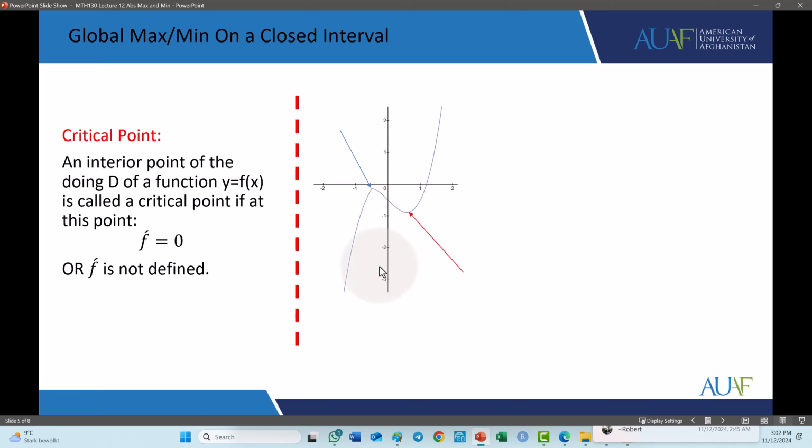Hence, at a critical point, either the derivative exists and is equal to 0, at which we will have a smooth turning point, or the derivative doesn't exist and is not defined, where we have a sharp turning point. If you look at this example, here we have a sharp turning point, therefore the derivative is not defined. And here we have a smooth turning point where the derivative exists and is equal to 0. Therefore, we have two critical points.